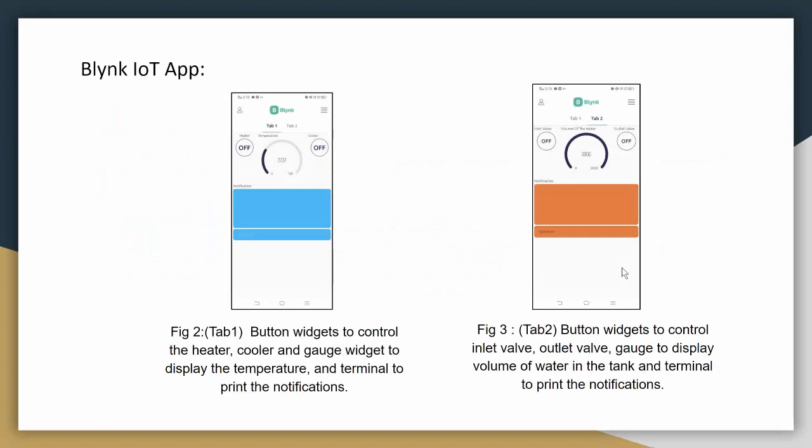Next, the Blynk IoT app. On the left side, we have shown tab one, where the heater control, cooler control, and the gauge widget, which shows the temperature level in the room, are displayed. And on the right side, we have the button widgets, which are used to control the water level in the water tank. The left one is the inlet valve, and here is the outlet valve, to turn on or turn off both of the valves, and also a notification terminal to print the notifications.